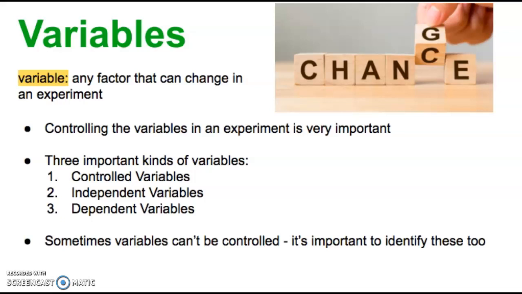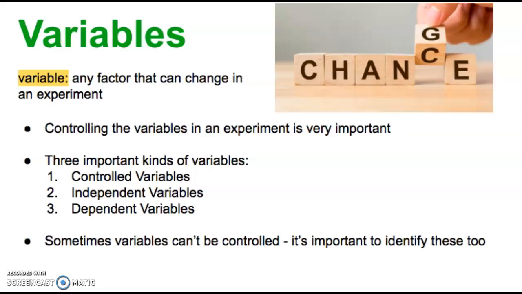Variables are a very important part of any good science experiment. A variable is any factor that can change. It can be as big as a change in the way you're doing things, or as small as a change in the type of material that you're using.